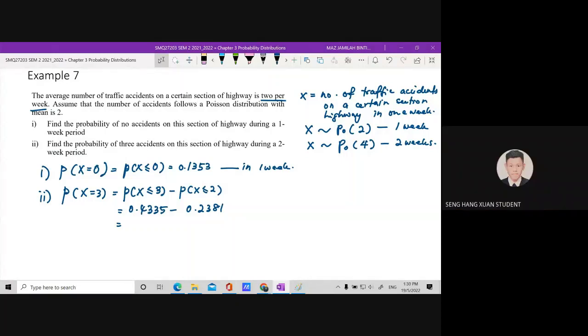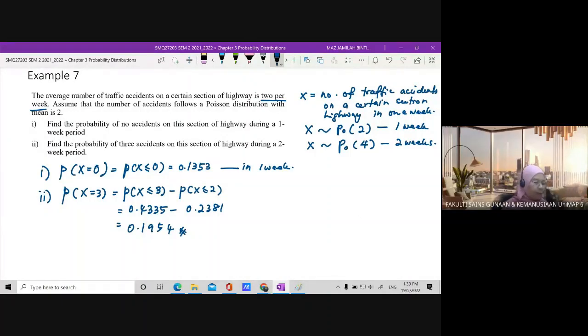Class? 0.1954. Okay, I hope it's correct. So that's how you solve it. It's not difficult, but you have to bear in mind to look for the specific interval that is being asked in the question. The tedious part of Poisson is that part only. The rest of the part is just simple.